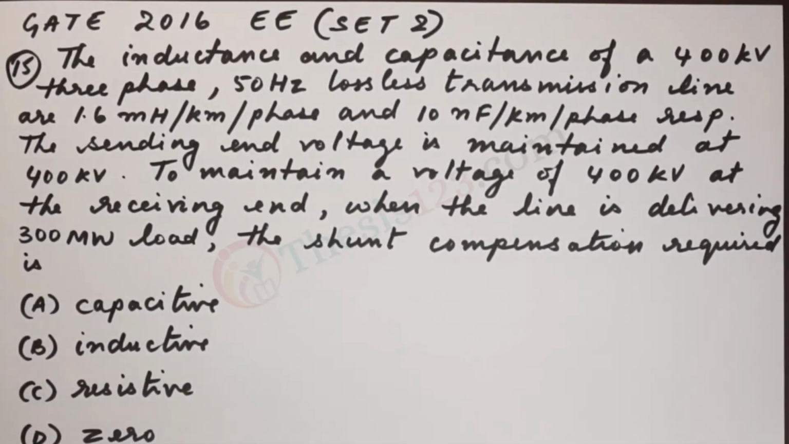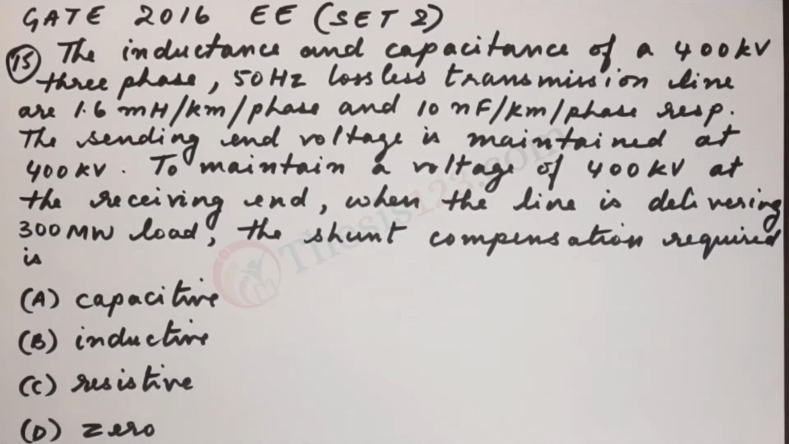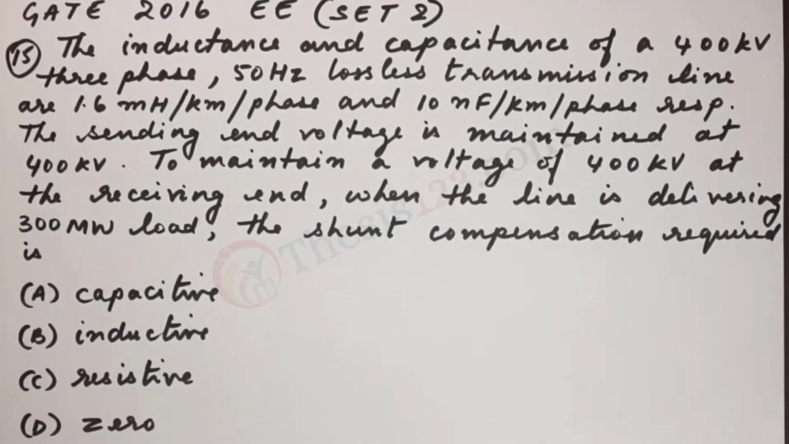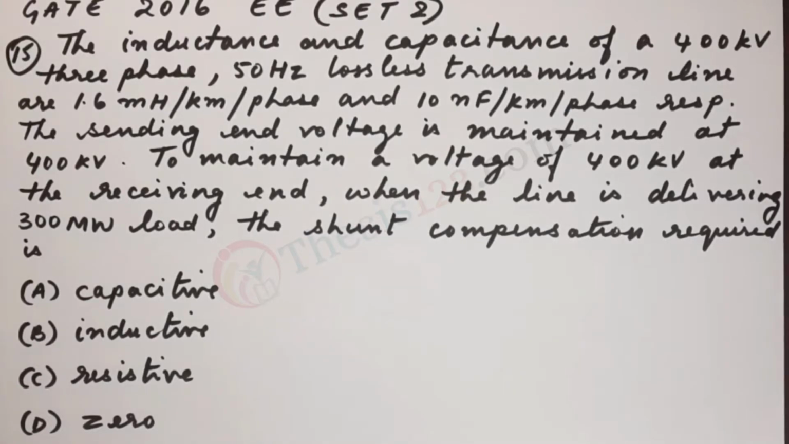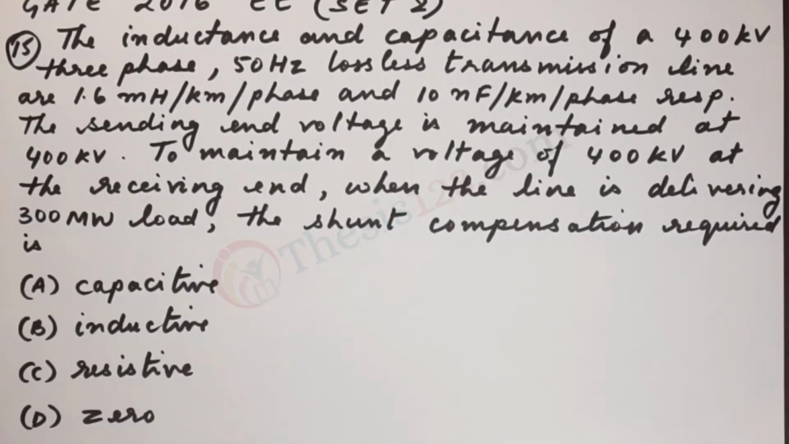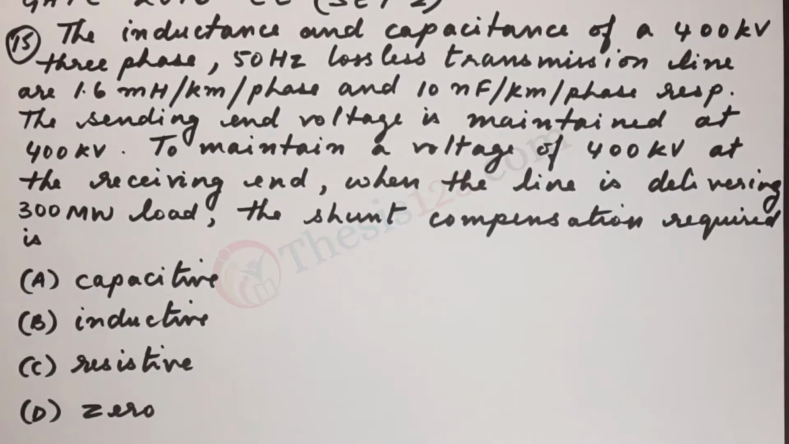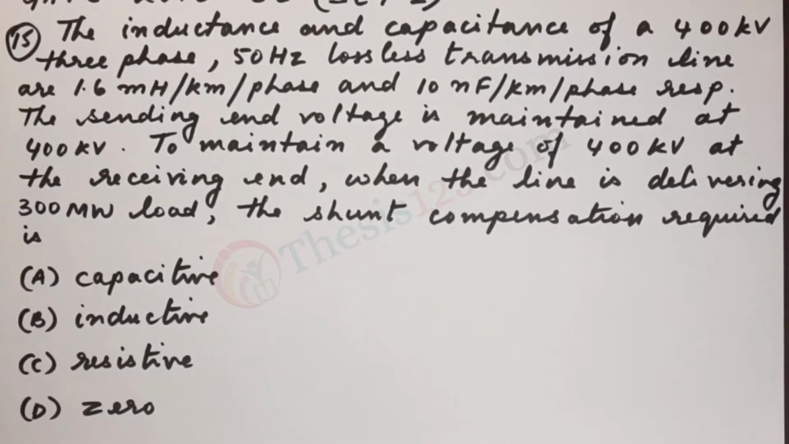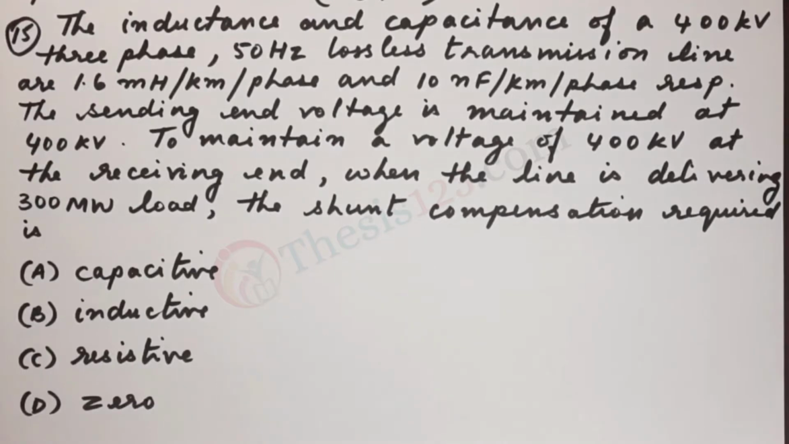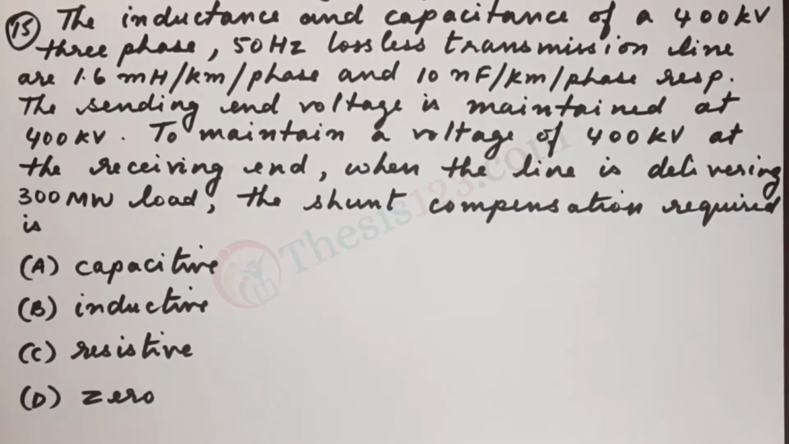Here's the next question, number 15. The inductance and capacitance of a 400 kV 3-phase 50 Hz lossless transmission line are 1.6 millihenry per kilometer per phase and 10 nanofarads per kilometer per phase respectively. The sending end voltage is maintained at 400 kV. To maintain a voltage of 400 kV at the receiving end, when the line is delivering 300 megawatts of load, the shunt compensation required is A. capacitive, B. inductive, C. resistive, or D. 0.